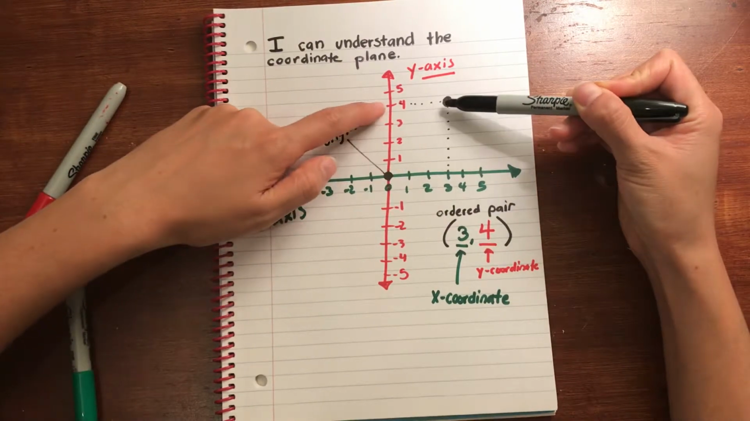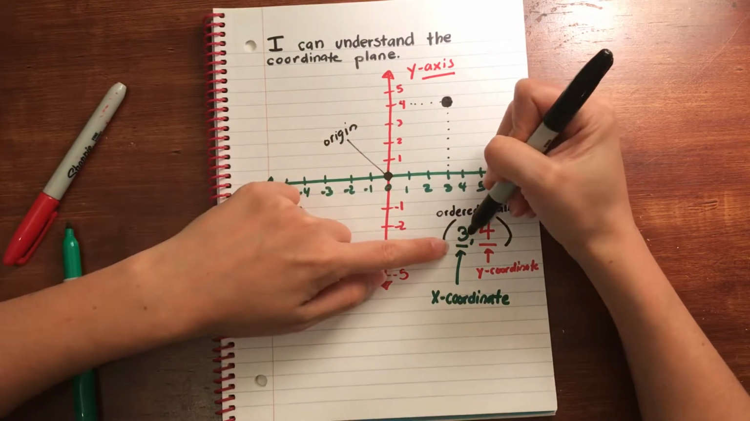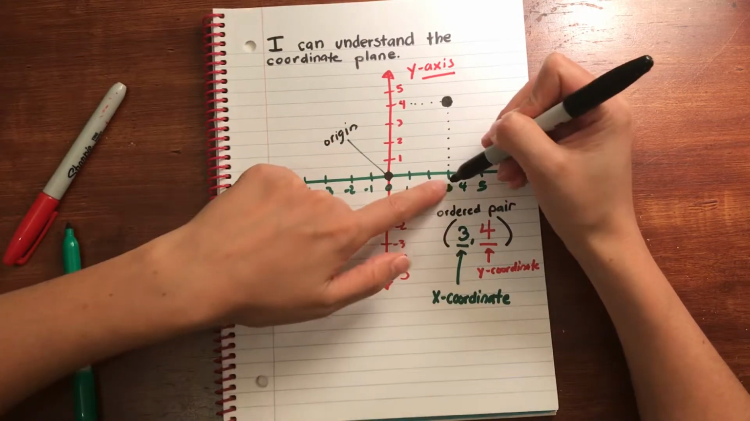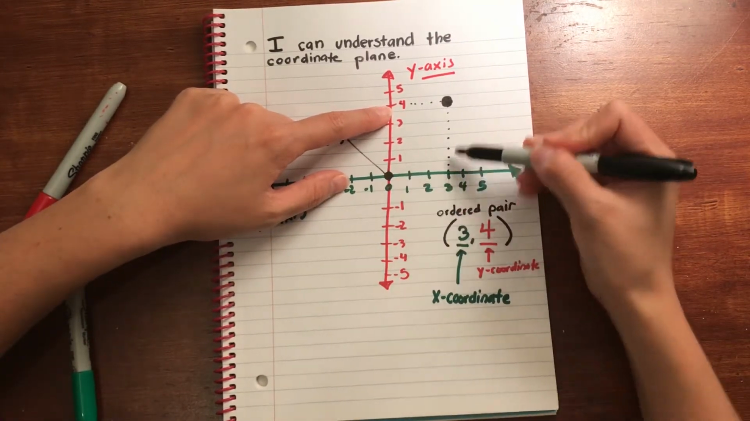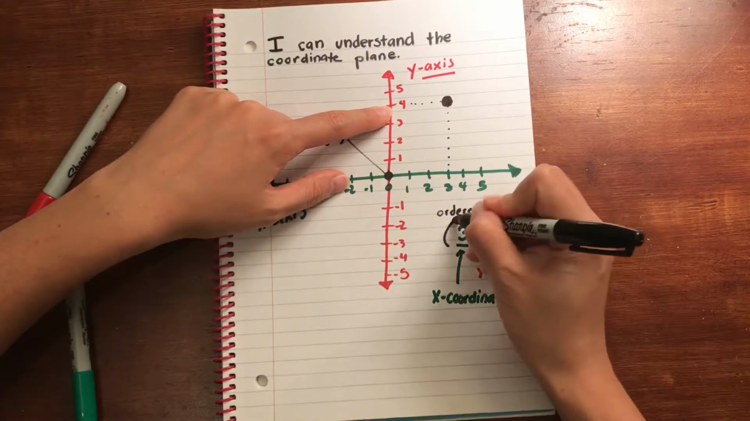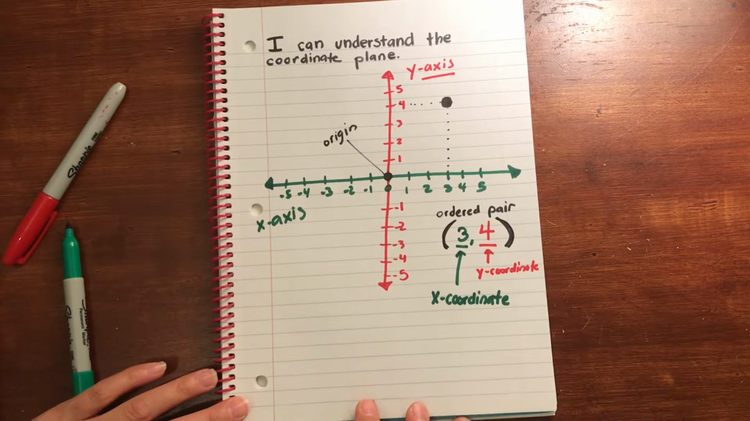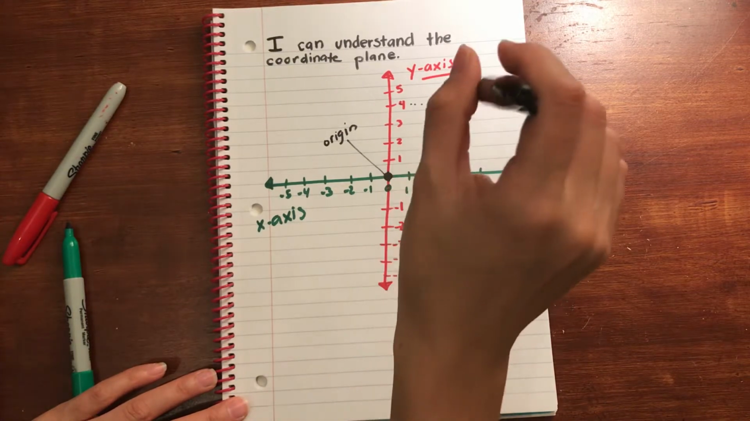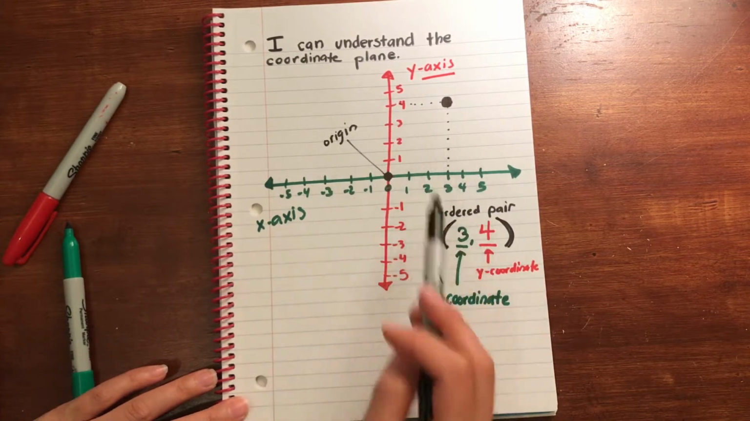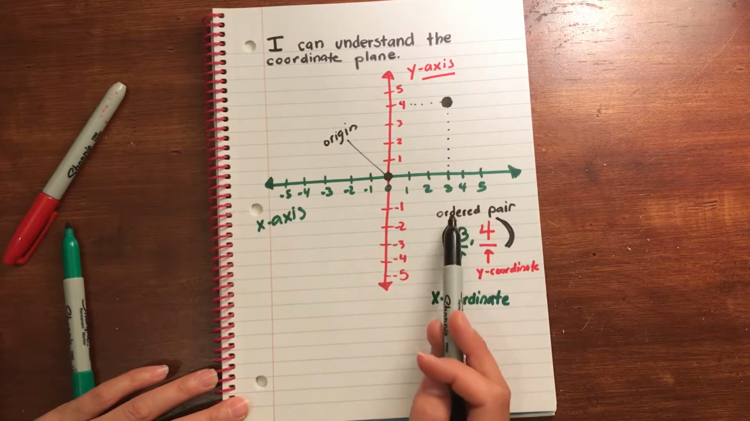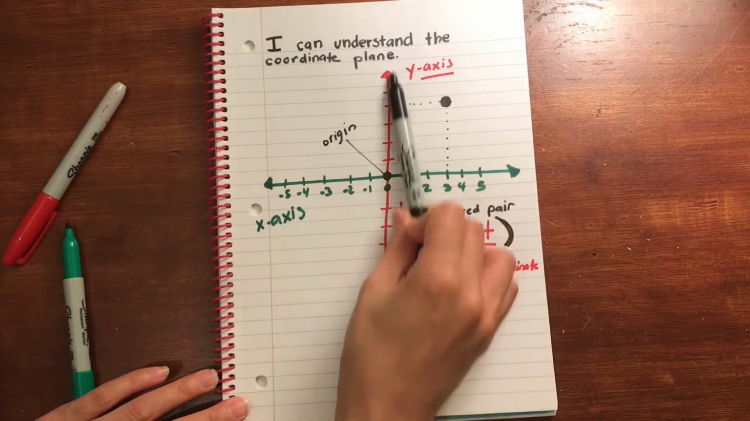1, 2, 3, 4. If I make my point right here, I can see that I go 3 right. That's my x-coordinate, 3. And then I go 4 up. That's my y-coordinate, 4. (3, 4). That's an ordered pair with the parentheses around the 2 numbers. And that is how you pinpoint different points on a coordinate plane. You can go to any of the different quadrants. These are called quadrants. This is quadrant 1, quadrant 2, quadrant 3, quadrant 4. But we're lucky in 5th grade, we only have to worry about this quadrant right here.